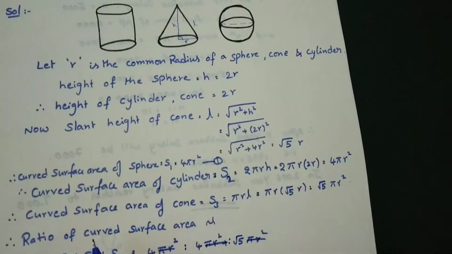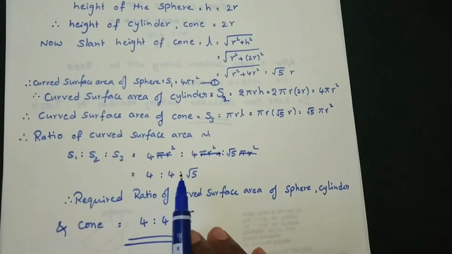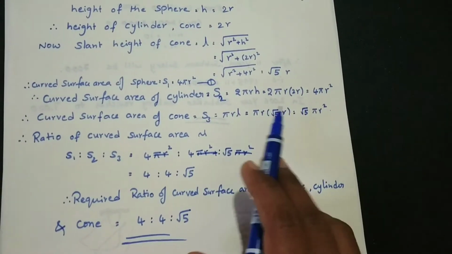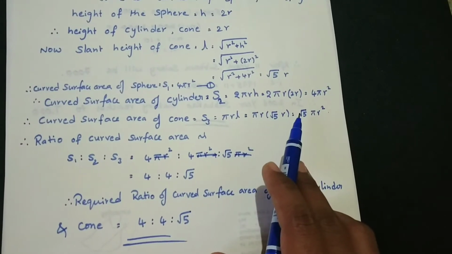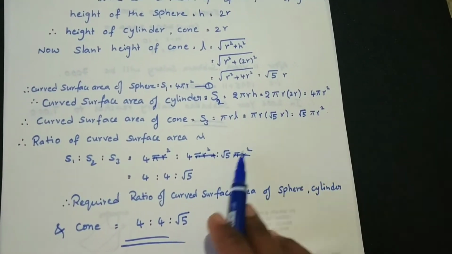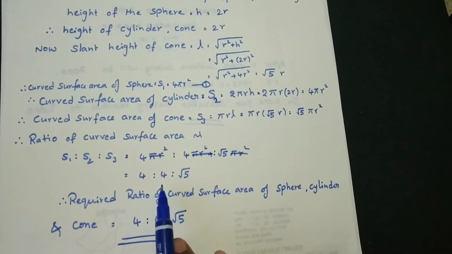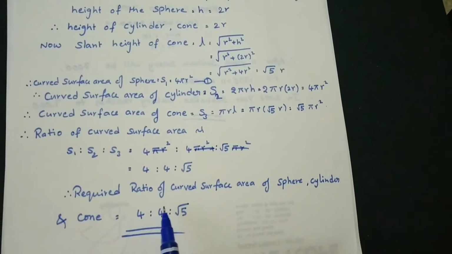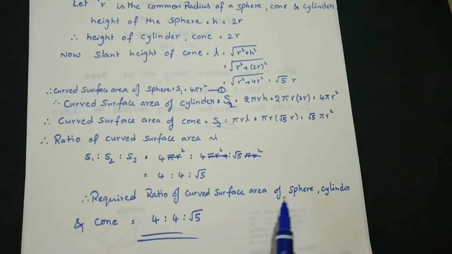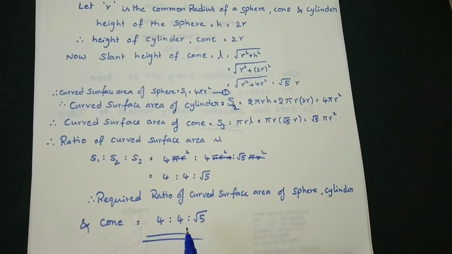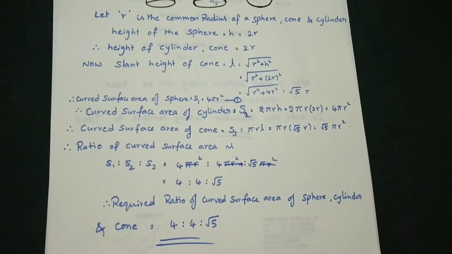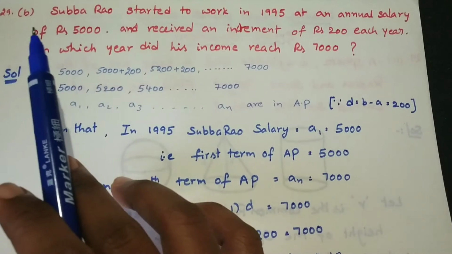So the ratio of S1 is to S2 is to S3 is equal to 4 pi r square, 4 pi r square, root 5 pi r square. Pi r square is common in all of them, so cancel it. 4 is to 4 is to root 5. Therefore the required ratio of the curved surface areas of sphere, cylinder and cone is 4 is to 4 is to root 5. That was the 29th question, part A.